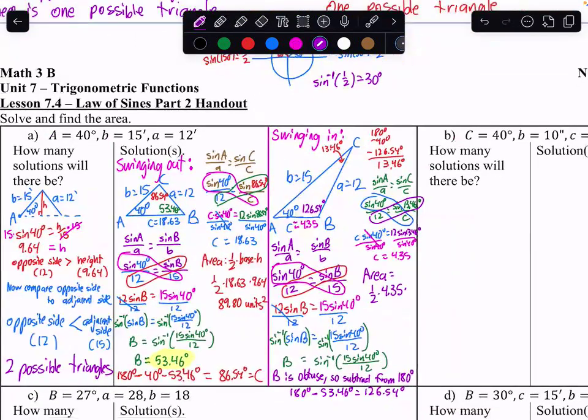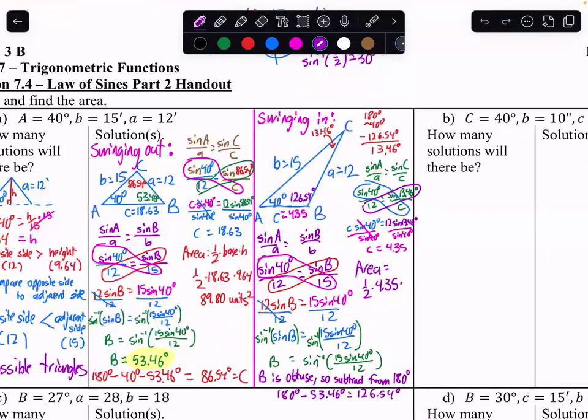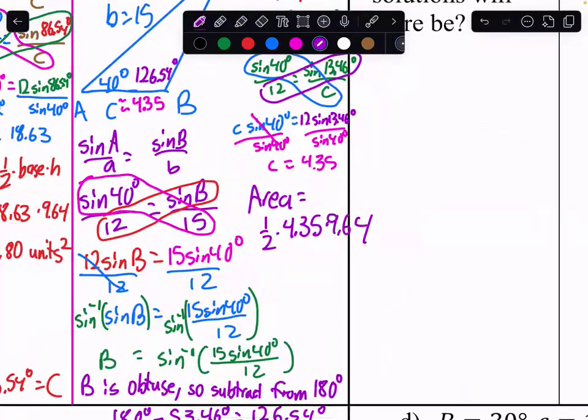Okay, so where did I put that animation? All right, so when you have two possible triangles, you see they're still the same height, right? This doesn't move. Okay, so the height is the same as before. The height is still 9.64. All right, so 0.5 times 4.35 times 9.64. We'll round that to 20.97 units squared.